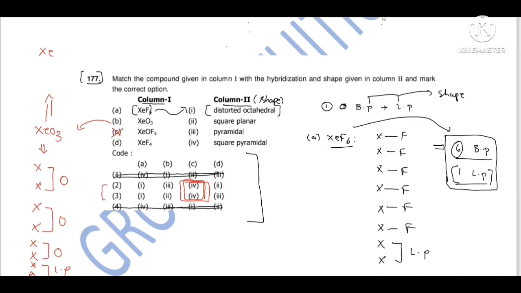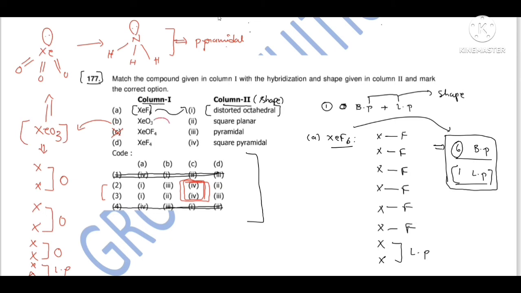Here, xenon is double bonded with oxygen, double bonded with oxygen, double bonded with oxygen, and there is presence of one lone pair. We may observe that this shape is similar to ammonia. Why? Because here also 3 bond pairs are present and one lone pair is present. The shape of ammonia is pyramidal. In the case of XeO3, its structure is also pyramidal.